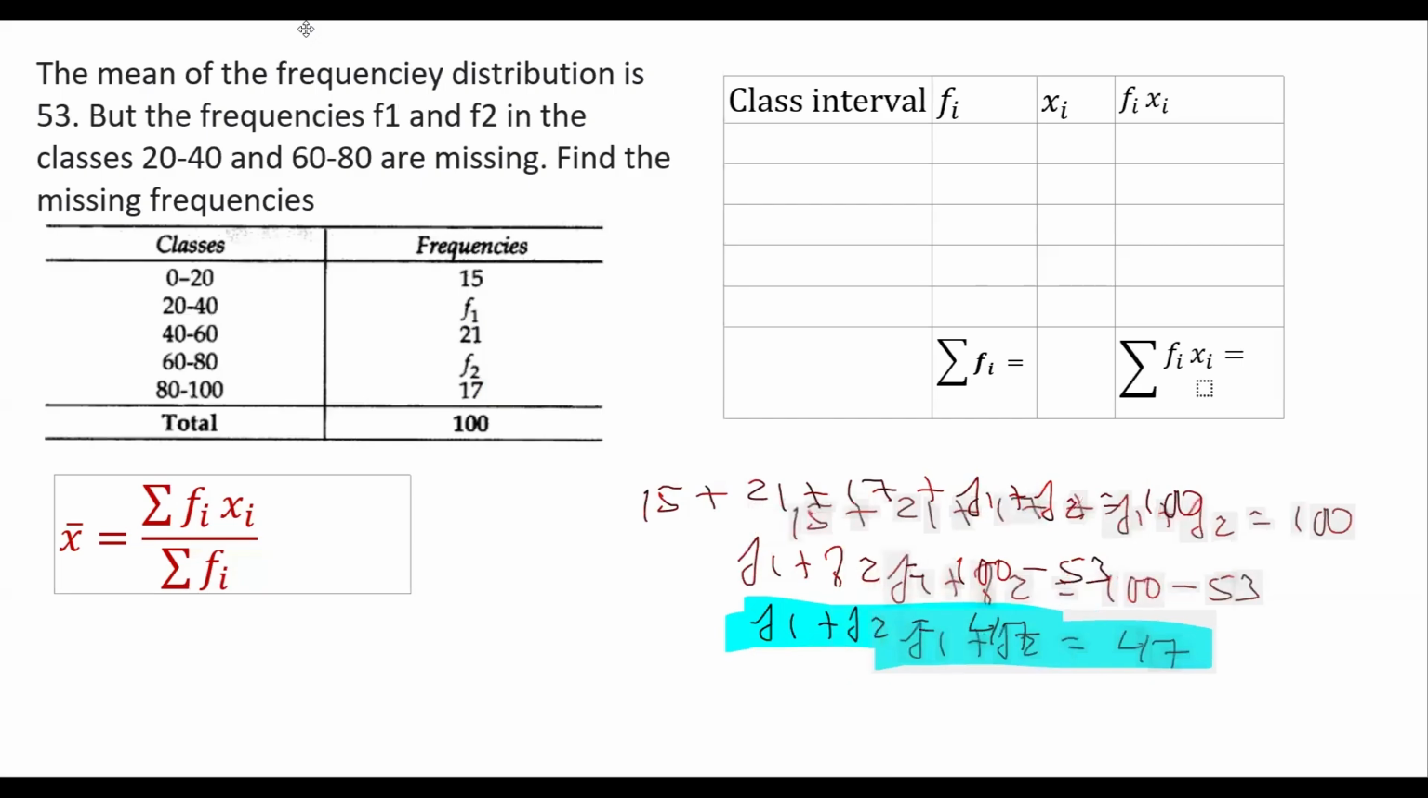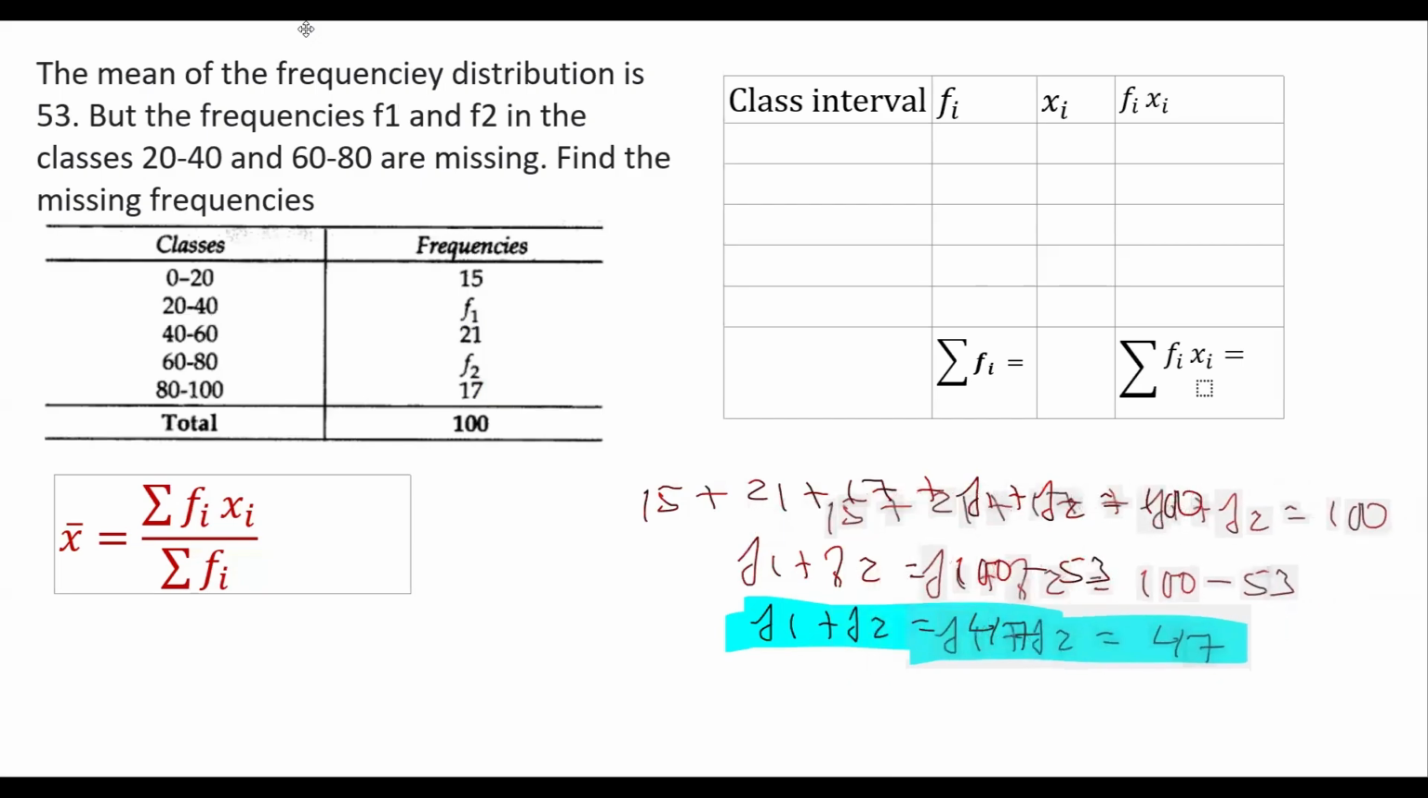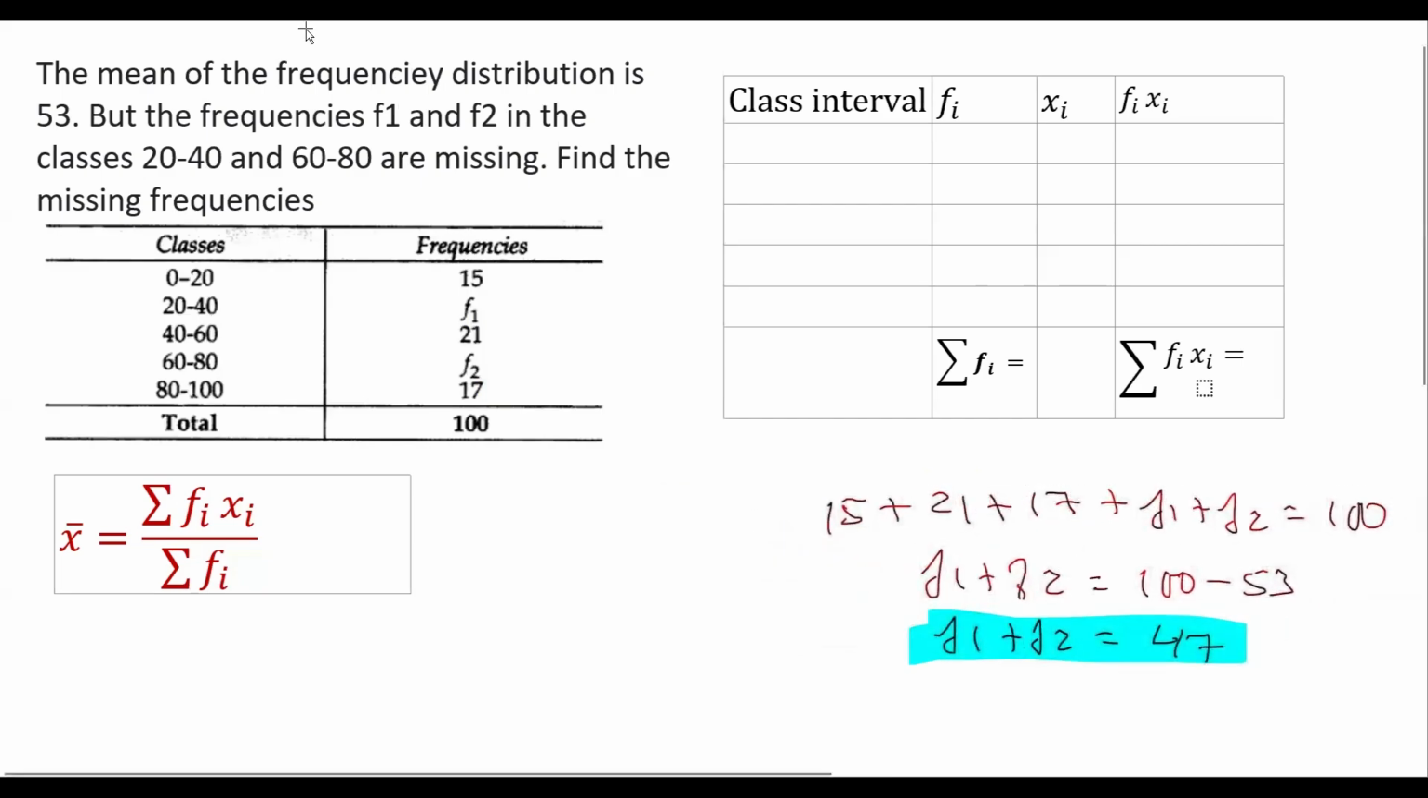Now, once we have got one relation, we are going to use this mean, which is 53 here, to find out the second relation. For that, the first thing I'll do is write the class interval, then frequency fi, xi that is class mark, fi xi, get sigma fi xi, which is 100, and use this formula to get the second relation. Now let's begin with writing the class interval.